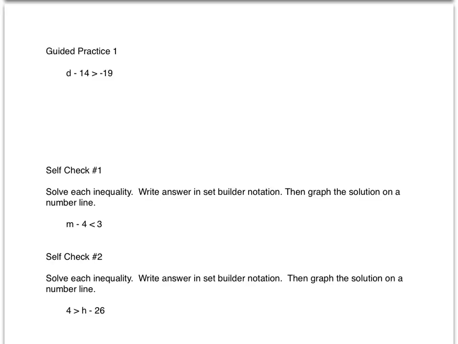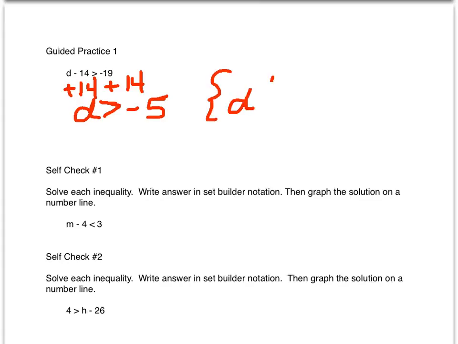Let's go through one together. d minus 14 is greater than negative 19. Here we'll add 14 to both sides of the inequality, and we'll get d is greater than negative 5. Here we don't have to worry about switching the variable because the variable was already on the left-hand side. In set builder notation, we would write all numbers d such that d is greater than negative 5. And you do need to use the brackets for that.